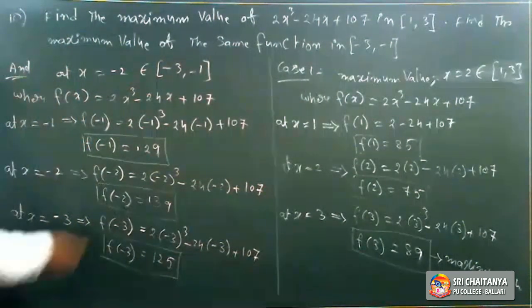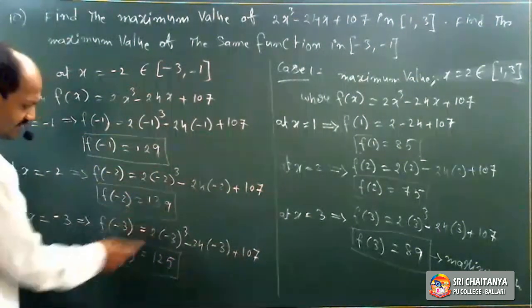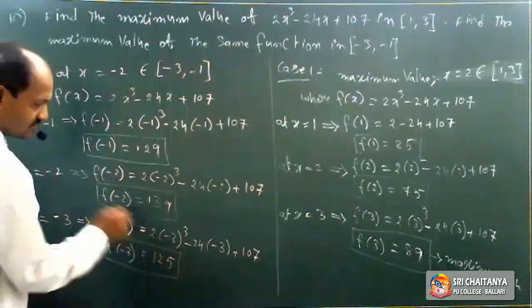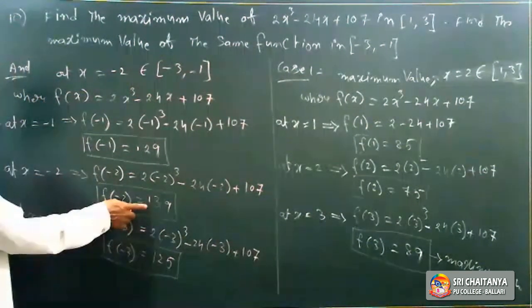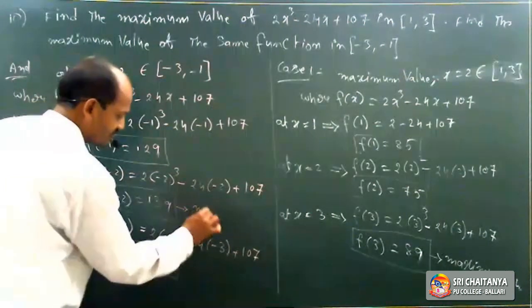So f(-1) is 129, f(-2) is 139, f(-3) is 125. Which one is the maximum? 139. It is the maximum value.